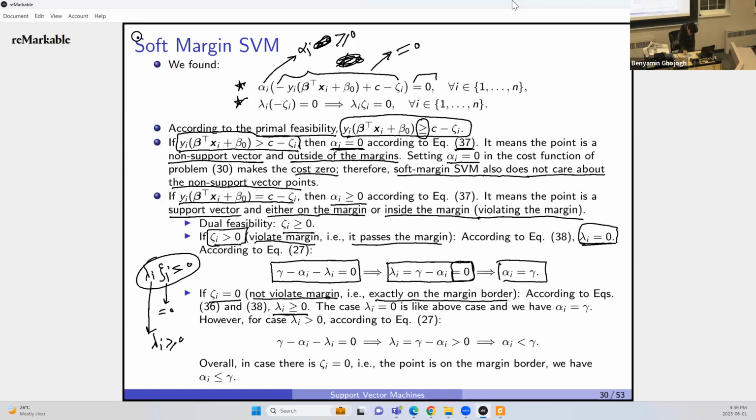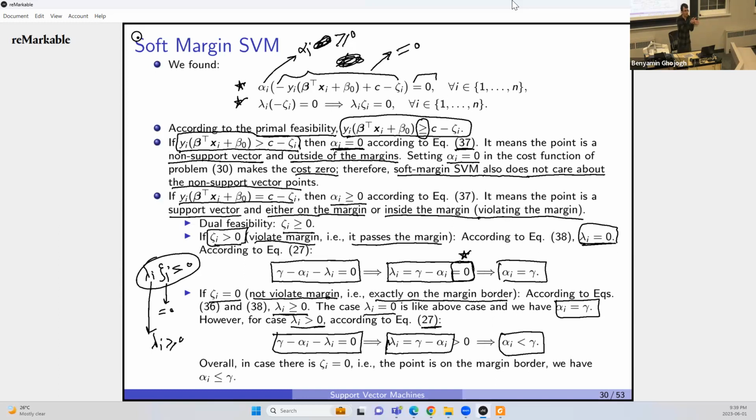The case lambda I equals zero is like the above case, and we have alpha I equals gamma. However, for the case lambda I is greater than zero, according to equation 27, I can write lambda I as gamma minus alpha I. We say it is greater than zero. Therefore, alpha I is less than gamma.